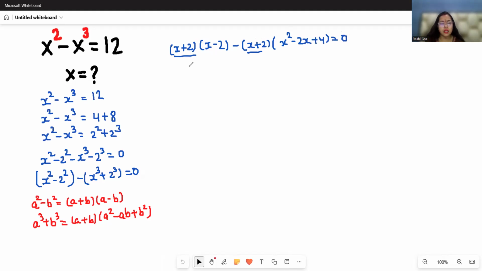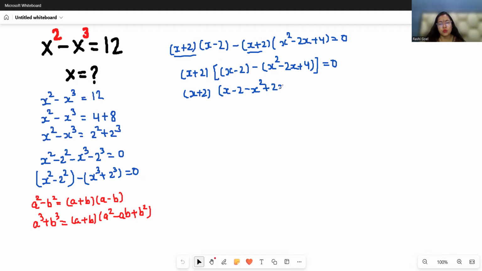Now if I take this x plus 2 as common, so what is left? x minus 2 minus x square minus 2x plus 4 equals 0. So x plus 2 and this becomes x minus 2 minus x square plus 2x minus 4 equals 0. So x plus 2 here, x and x gives 3x, minus 2 plus minus 4 gives minus 6, minus x square equals 0. So first this x plus 2 equals 0.